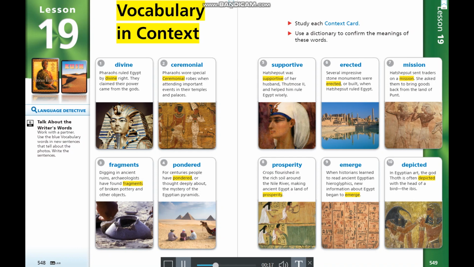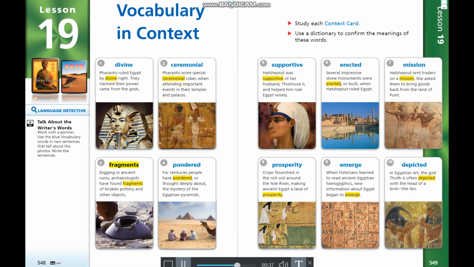Vocabulary and context. 1. Divine. Pharaohs ruled Egypt by divine right. They claimed their power came from the gods. 2. Ceremonial. Pharaohs wore special ceremonial robes when attending important events in their temples and palaces.